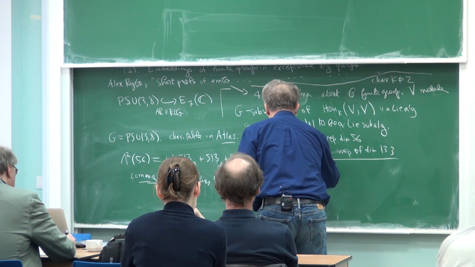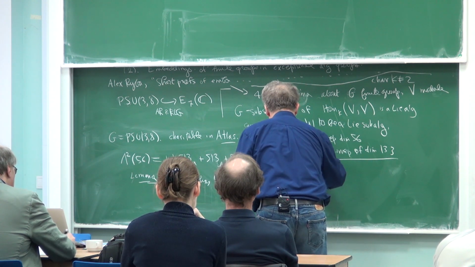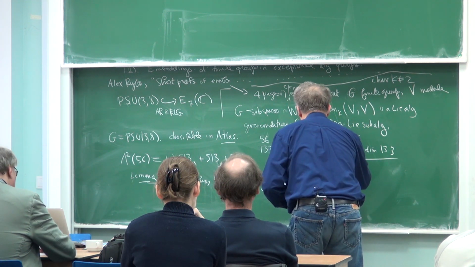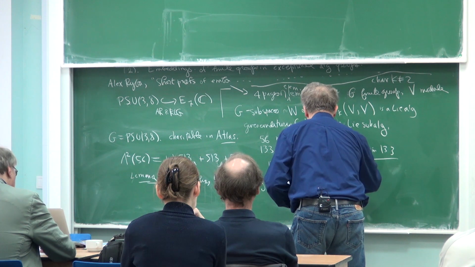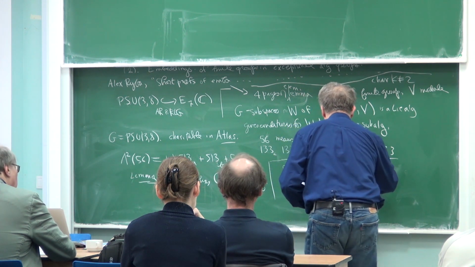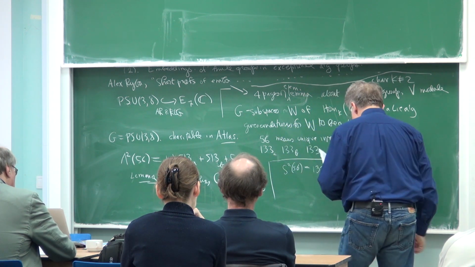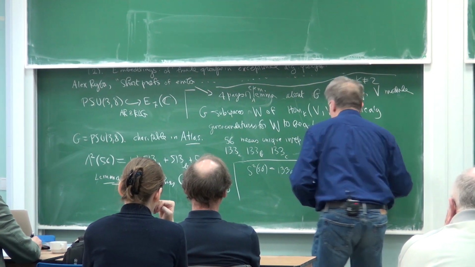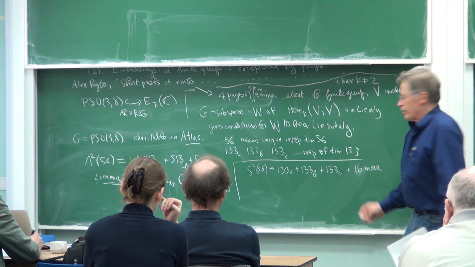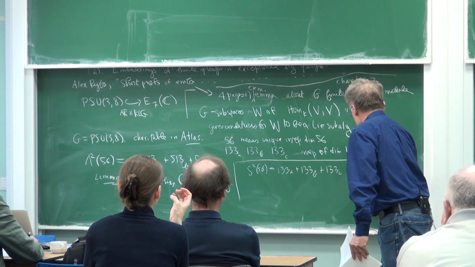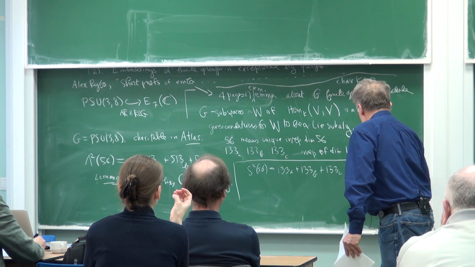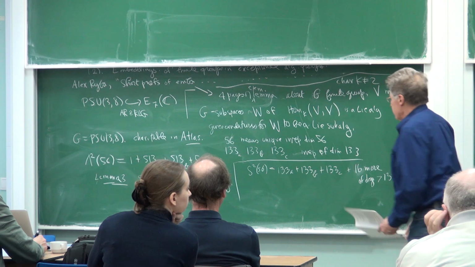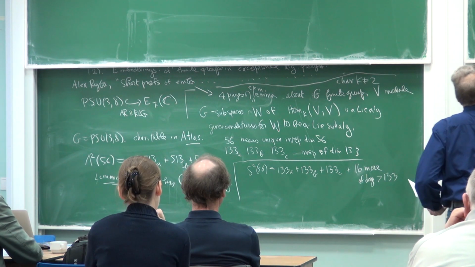S squared 56 as a direct sum of irreducibles looks like 133a plus 133b plus 133c plus 16 more, which I won't try to write down, of degree bigger than 133. So that's a pretty long calculation. Of course, it's completely straightforward.